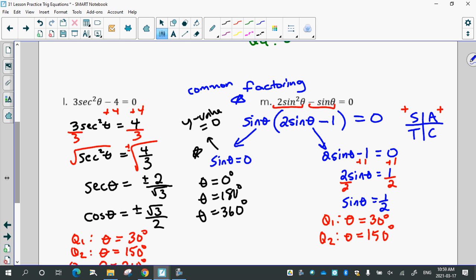So altogether there's 1, 2, 3, 4, 5 solutions for that equation. Okay? Right? Great.